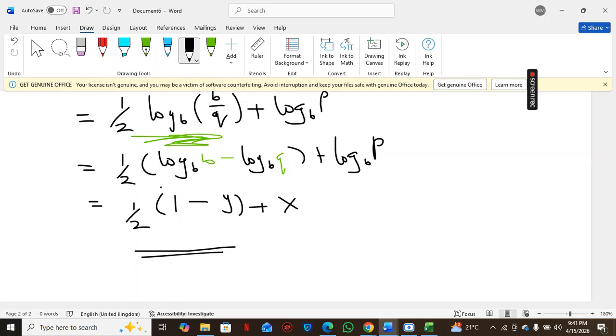If you want, you can expand the brackets. Half times 1 is half. Half times negative y is negative half y, plus x.